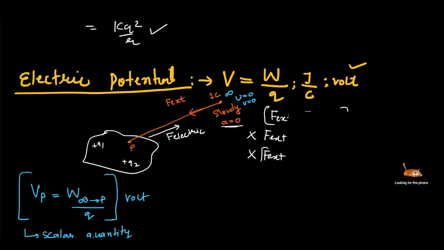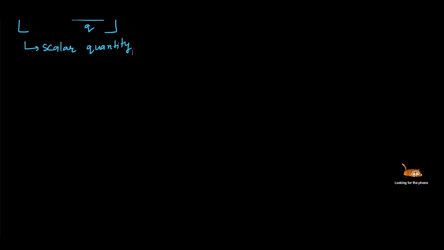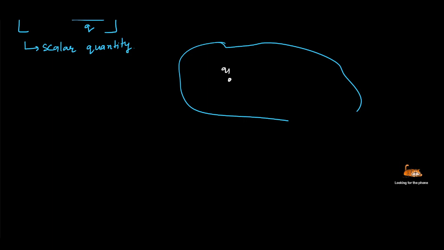Done. Look now. Suppose this is my region. Here we have charged particle Q1. This is my point P and this is my point Q. First of all, my charged particle is here. I will bring it to point P. First condition: what will happen? There will be a potential VP. It is work done divided by charged particle.